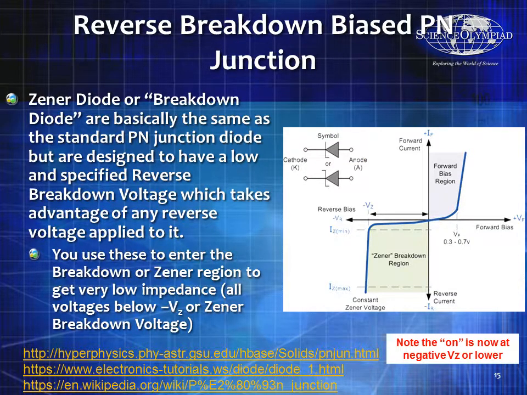In the reverse area, at this point, we have broken down the entire PN junction, and we are now in the Zener breakdown region. The difference in the drawing for a Zener diode is that instead of just a flat line in front of the triangle, it makes a little Z.